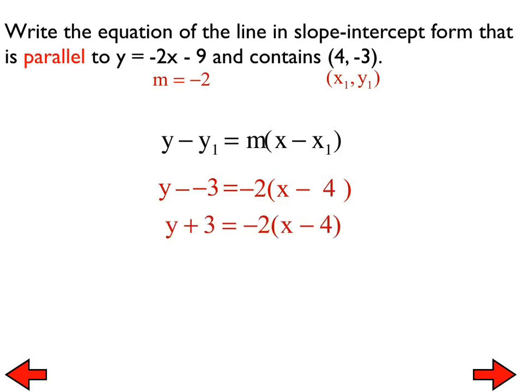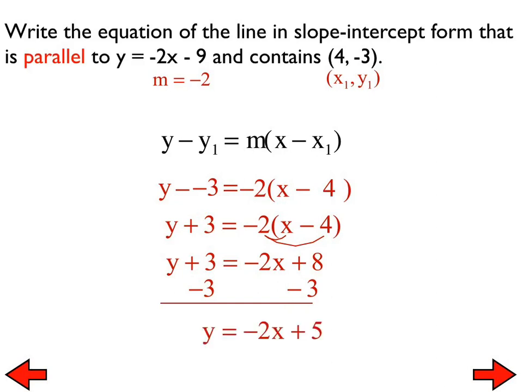Add the opposite on the left-hand side. Use the distributive property on the right-hand side. Make sure that it's in slope-intercept form. So we need to subtract 3 from both sides, and we should get y equals -2x plus 5. Any questions with that one? All right, let's go to the next problem.